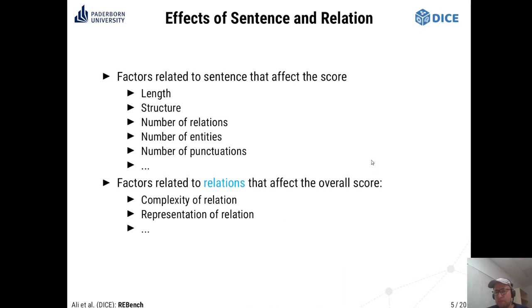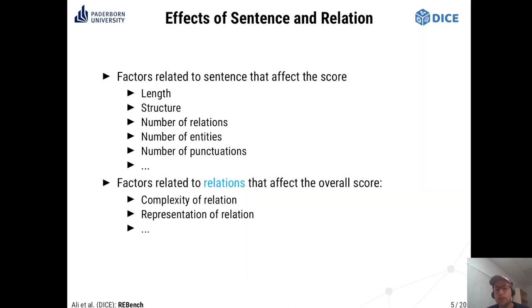Similarly, apart from the data set, there are other factors that affect relation extraction systems, factors of sentences and factors of relations. I'm not going into the detail due to the time limitation, but some are the structure of a sentence, the number of tokens in a sentence, the position of named entities, and the number of punctuation marks. Similarly, the complexity of a relation, like someone is grown somewhere and someone is born somewhere: the sentences that generally contain those relations are very similar, and it's very hard to know which kind of relation is actually in those sentences.